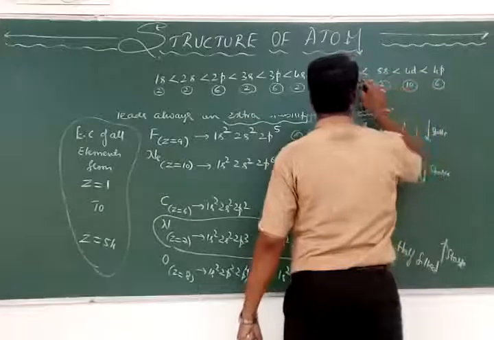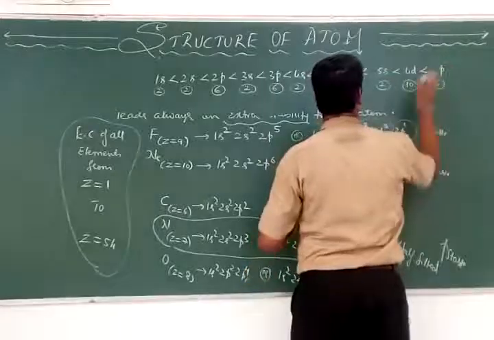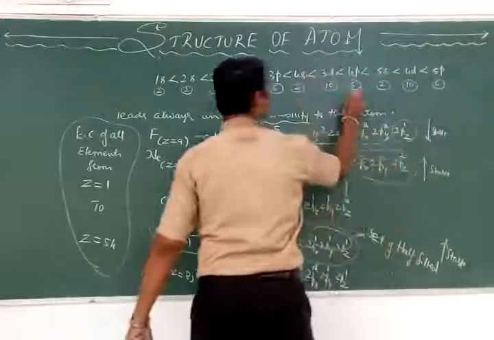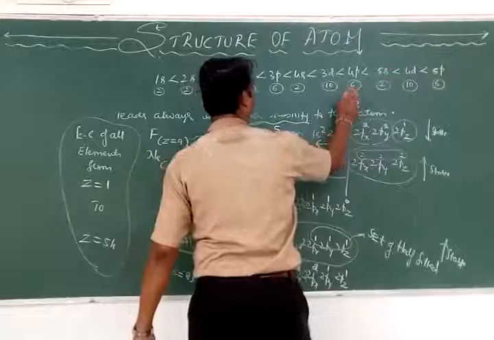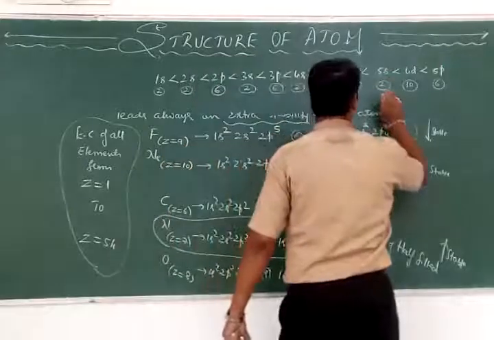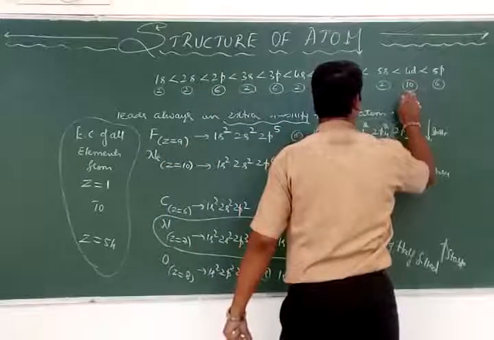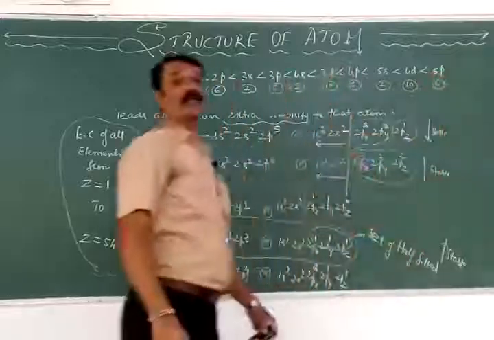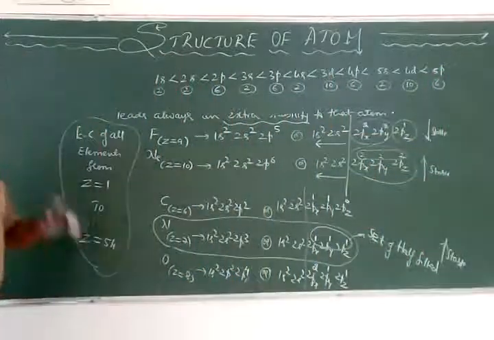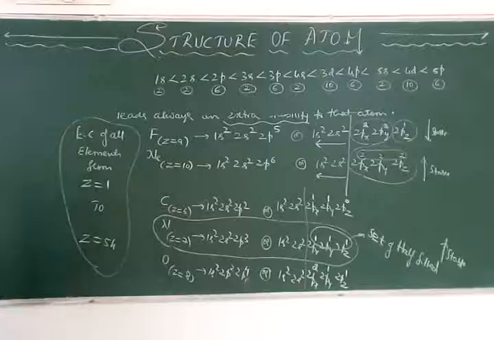Sorry, I made one mistake here: it is 5p, not 4p. So up to this it is 36, then 38, 48, and 48 plus 6 is equal to 54. It means the maximum you can achieve here is the 5p orbitals. You have to be very familiar with this.